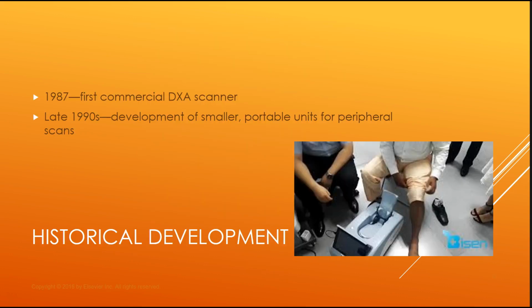Okay, in 1987, the first commercial DEXA scanner was made. And in the late 1990s, smaller portable units were developed for peripheral scans. This one here measures the bone density of the calcaneus, and usually they sit in a water bath. The water bath compensates for the lack of soft tissue, because believe it or not, in DEXA, that soft tissue component is important to have accurate readings.